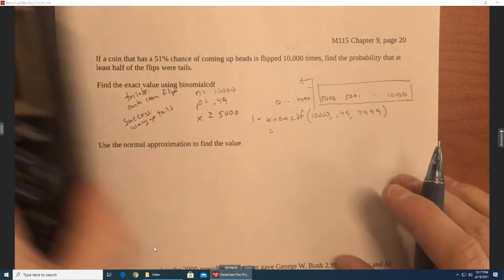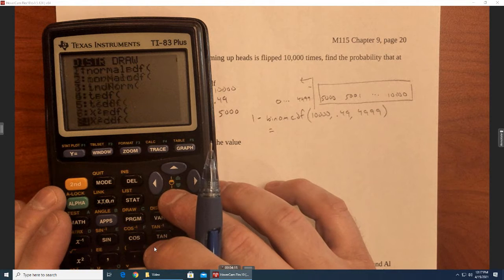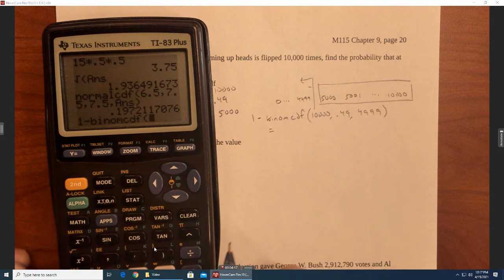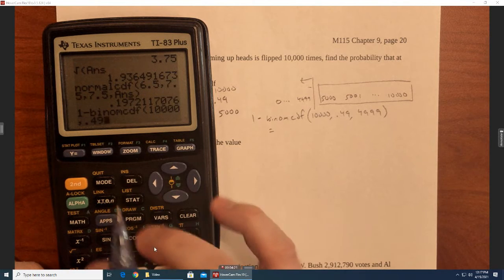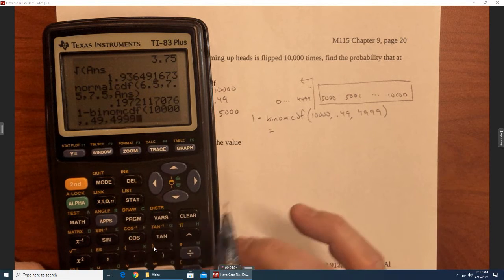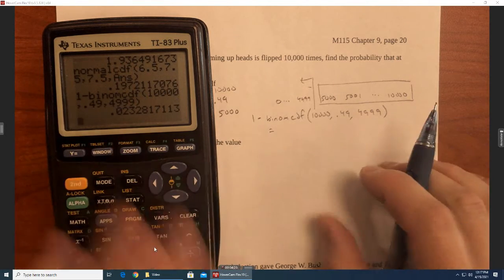So let's go ahead and plug that into the calculator. 1 minus binomial CDF, 10,000, 0.49, 4,999. Takes it a little while because it's actually having to churn through that.